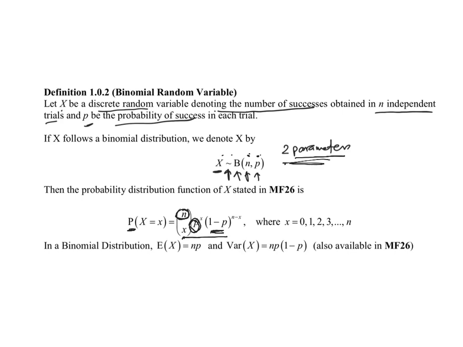When we talk about a discrete random variable, we always want to know what will be the expectation and the variance. In this case, the binomial distribution has an expectation of n times p, and the variance is a product of n, the number of trials, p, the probability of success, and 1 minus p, the probability of failure. Note that the probability distribution function, the expectation, and the variance are all available in the MF26.